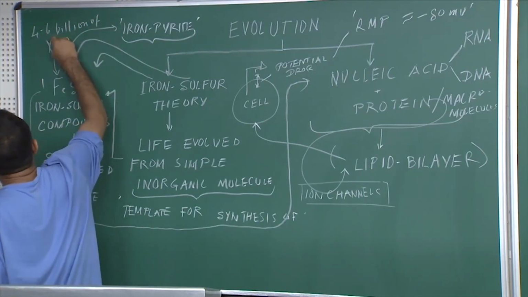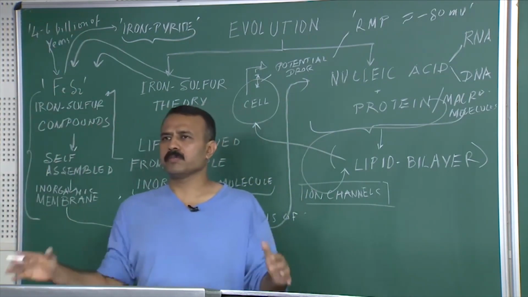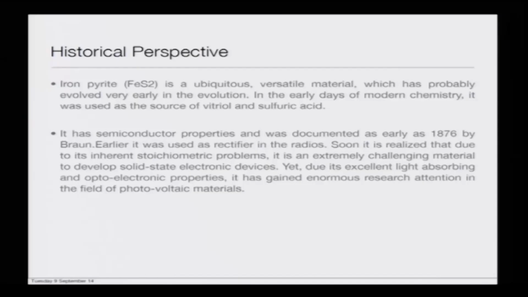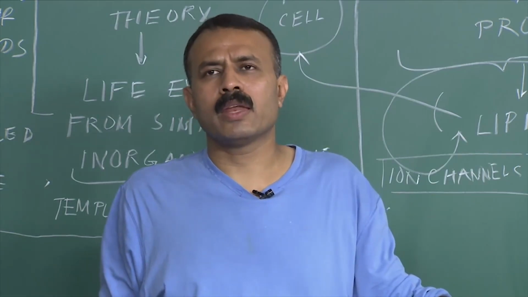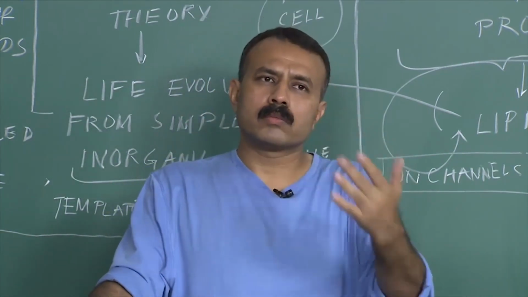billions of years ago, in a condition when earth was in a very, very hostile environment. Okay. In the early days of modern chemistry, it was used as a source of vitriol and sulfuric acid. This was used to manufacture sulfuric acid and vitriol. Okay. So, this is overall about the material. What is very interesting to note is that it has very amazing semiconductor property, and it is a very potential material for photovoltaic.